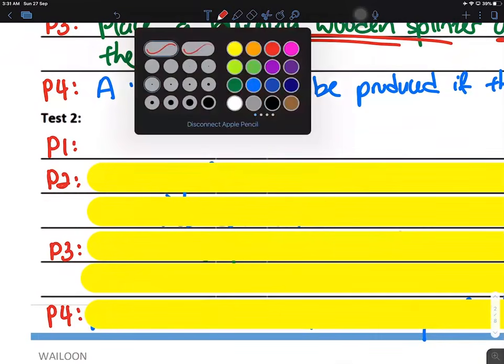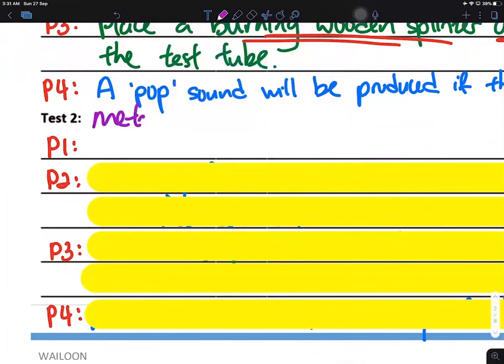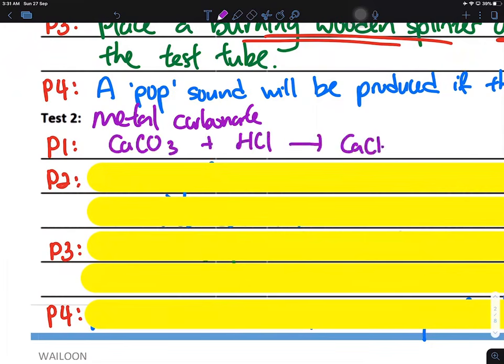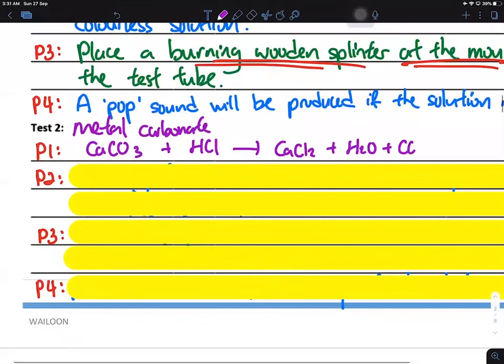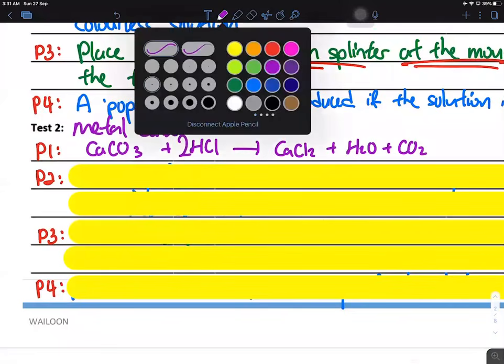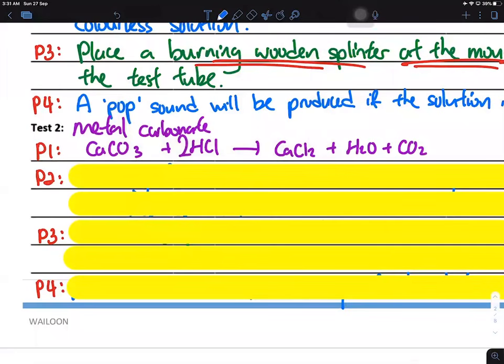Next, the second test is by using metal carbonate with the acid. So let's say calcium carbonate with hydrochloric acid is going to get me CaCl2, H2O, and CO2. So in this case, same, I'm going to test for the gas. I'm going to test carbon dioxide gas.